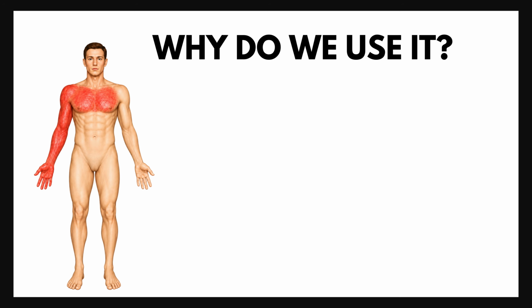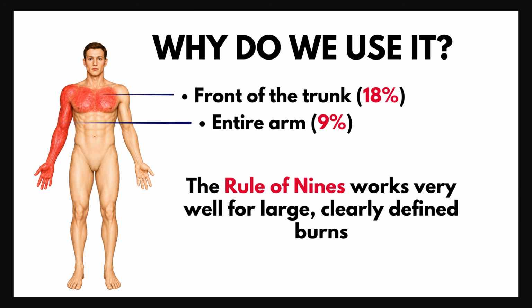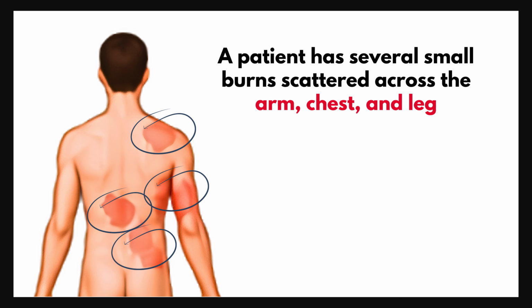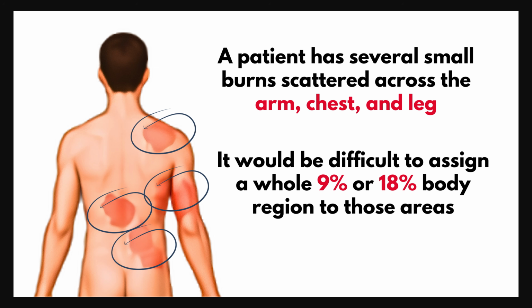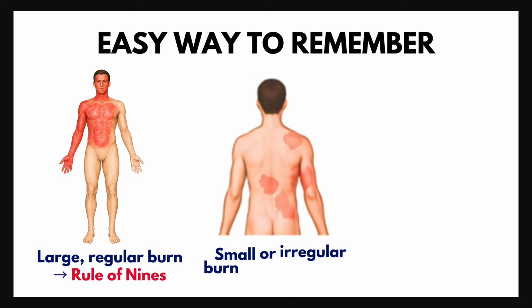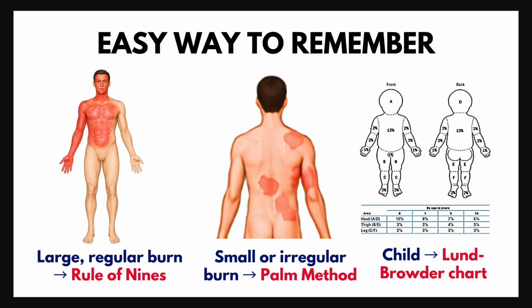Why do we use it? The rule of nines works very well for large, clearly defined burns, such as an entire arm or the front of the trunk. But imagine a patient has several small burns scattered across the arm, chest, and leg. It would be difficult to assign a whole 9% or 18% body region to those areas. That's where the palm method becomes useful. Easy way to remember: large, regular burn, rule of nines. Small or irregular burn, palm method. Child, Lund-Browder chart.